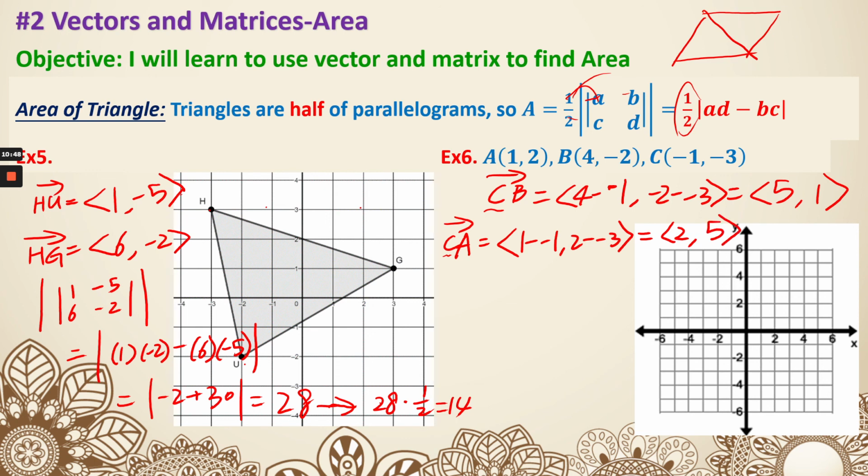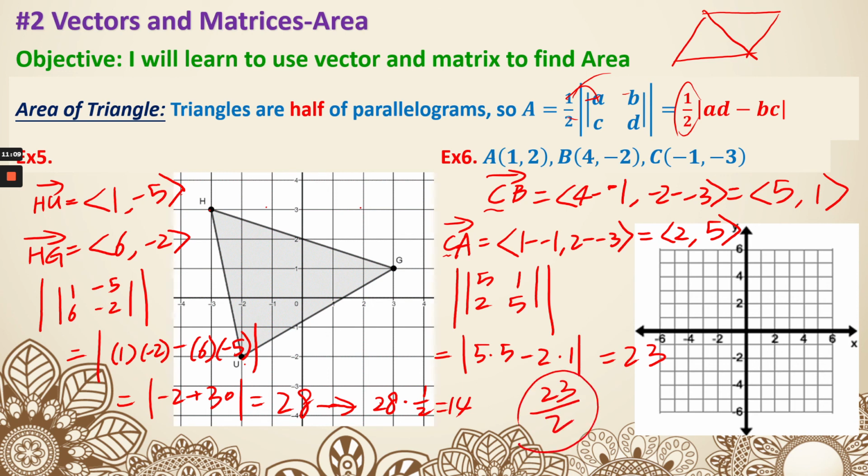Now time to find the area. First, the absolute value of the determinant, 5, 1, 2, 5. So we are going to have 5 times 5 minus 2 times 1. So 25 minus 2, which is 23. Eventually, I still need to multiply it by 1/2. It's going to give you 23 over 2, or 11.5.